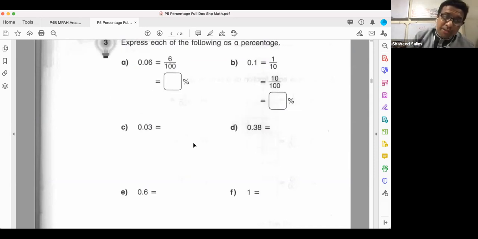Is that so? Sorry, you must change it to a fraction first. What's your fraction? Are you sure this is 6/100? No, this is not 6/100. Yeah, correct, Izzat.